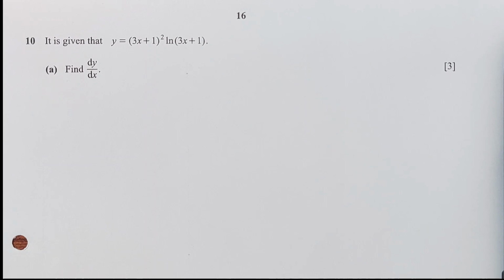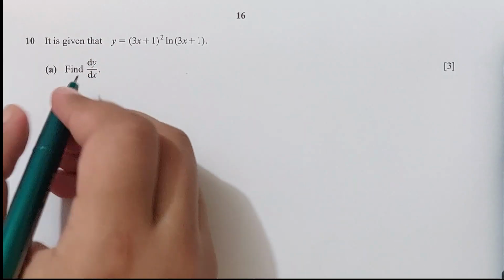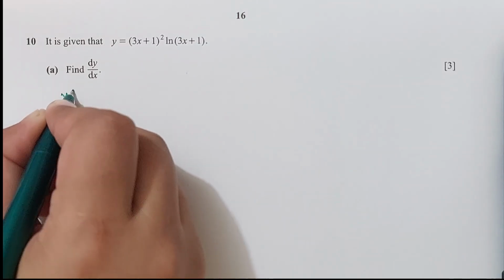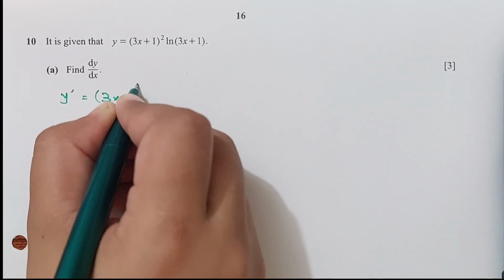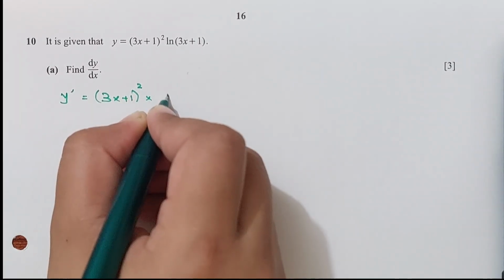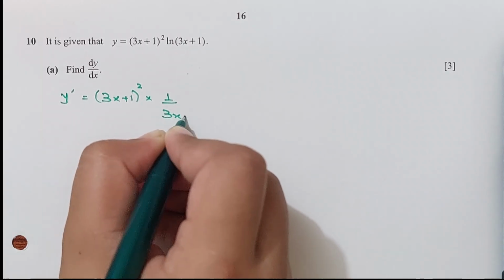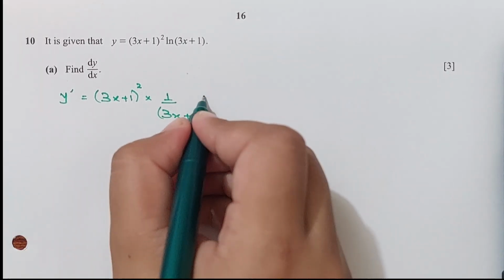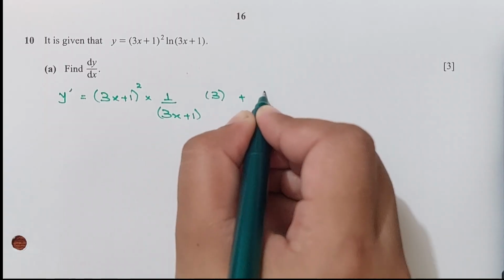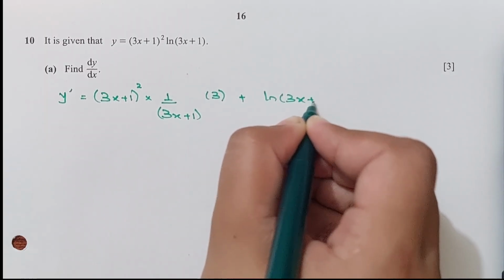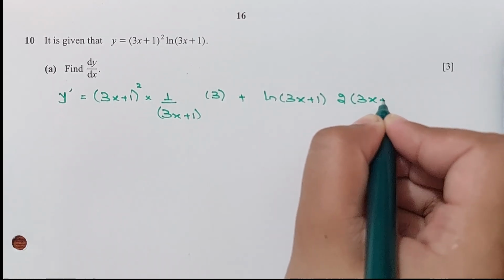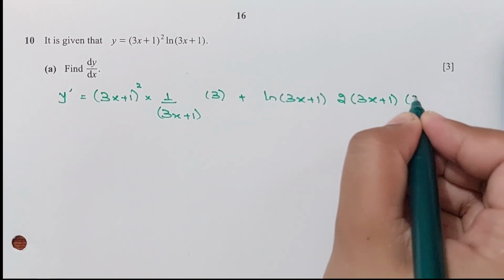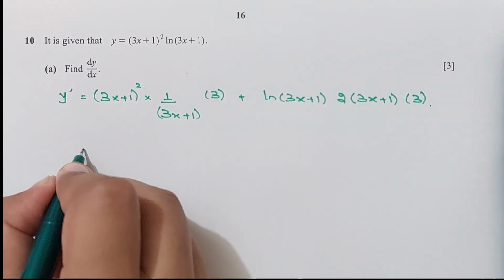Question number 10, it is given that y equals to this, find dy by dx, the first derivative. So dy by dx, y prime is basically the product rule. So 3x plus 1 whole square, the derivative of ln of 3x plus 1, which is 1 over 3x plus 1, into the derivative of 3x plus 1 is 3, plus ln of 3x plus 1 into the derivative is power rule, power times the base function to the power 2 minus 1, and the derivative of the base function is 3, right?